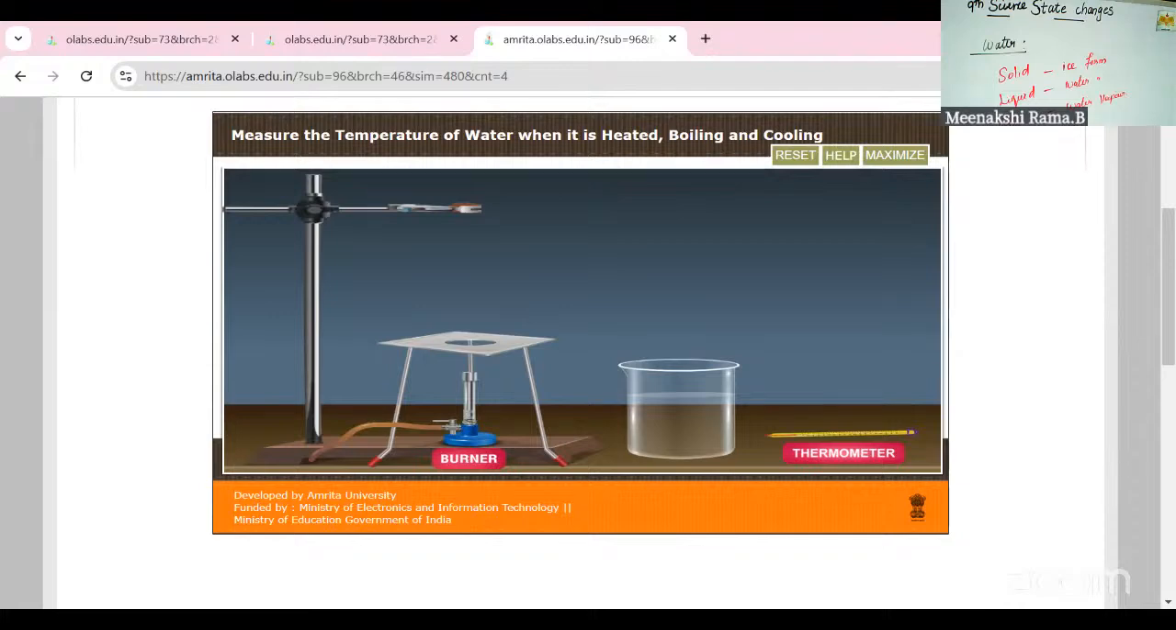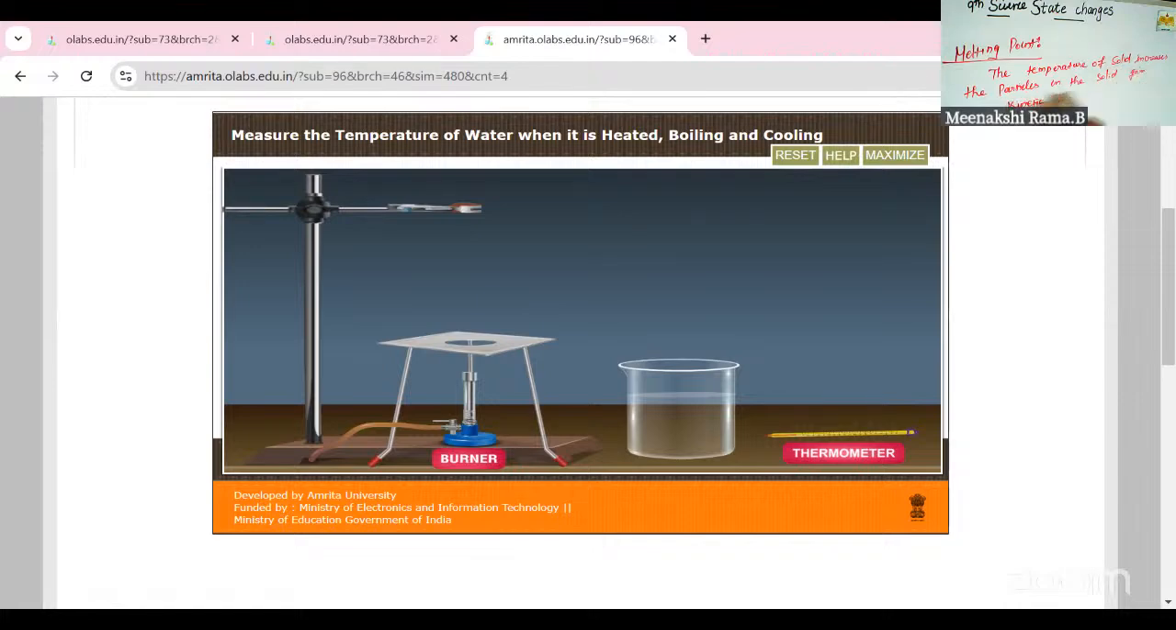How is a state change possible? That is a very interesting process. When the temperature of a solid increases, first we are going to learn how a solid changes into a liquid. The concept is called melting point. What is melting point? It is the temperature at which, when the temperature of the solid, ice, is increased, the particles of the ice gain kinetic energy.